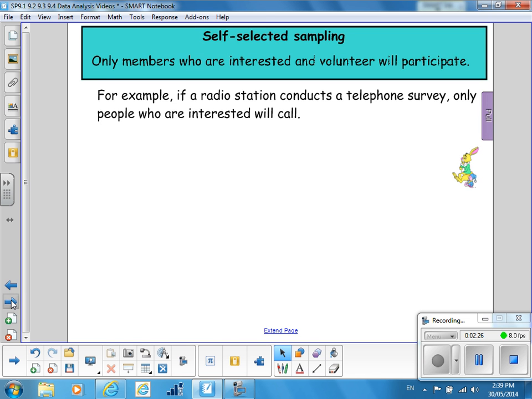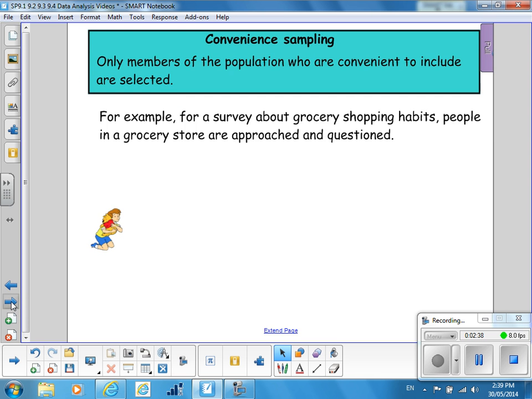Self-selected sampling. Only members who are interested and volunteer will participate. So for example, if a radio station conducts a telephone survey, only people who are interested will call. Convenient sampling. Only members of the population who are convenient to include are selected. So for example, for a survey about grocery shopping habits, people in a grocery store are approached and questioned.